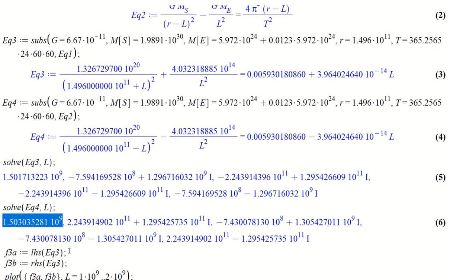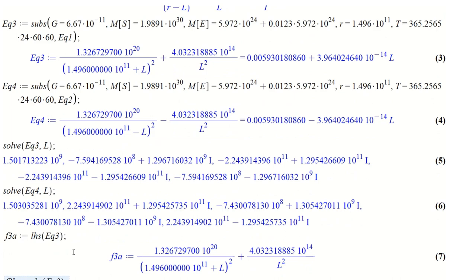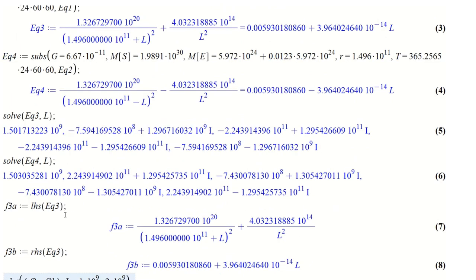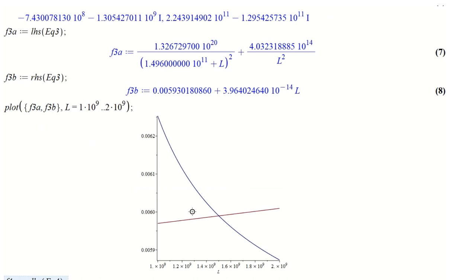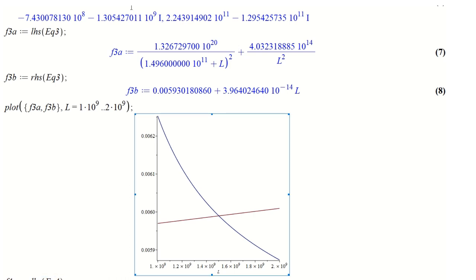And what I am going to do here using Maple is I am considering the left hand side of equation 3 and the right hand side of equation 3, and then I am going to plot this right hand side and left hand side, 3a and 3b. The point of their intersection is actually the root of the equation. Here you can observe it is 1.5 into 10 power 9.